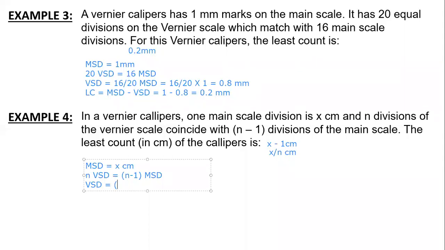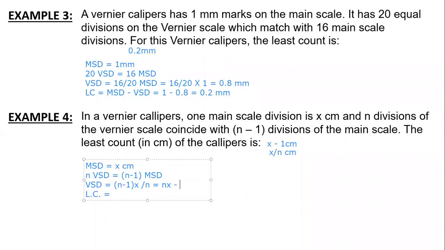This should be like (n minus 1) divided by n. Sorry, I will just multiply MSD also, that is x, divided by n. Then VSD is equal to (nx minus x) upon n. Okay, I need to further simplify this, you're saying. So it is nx minus x upon n.